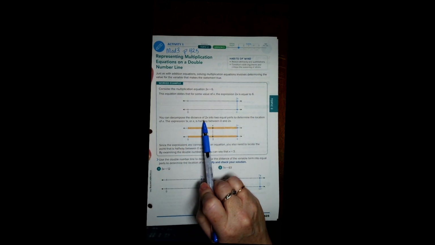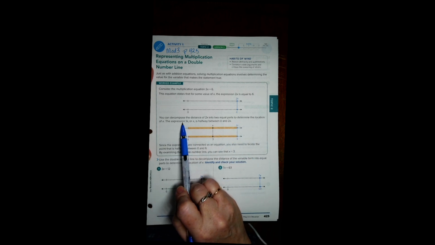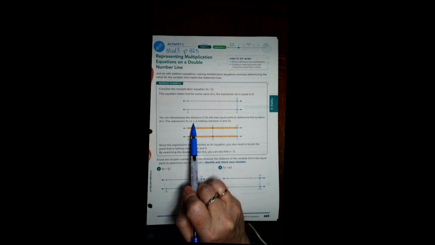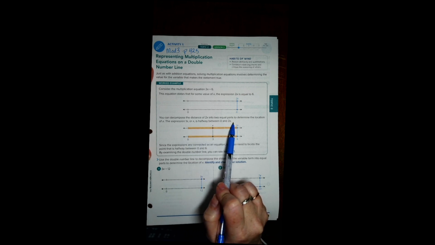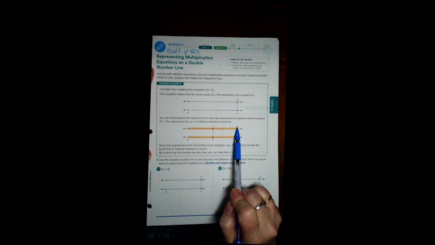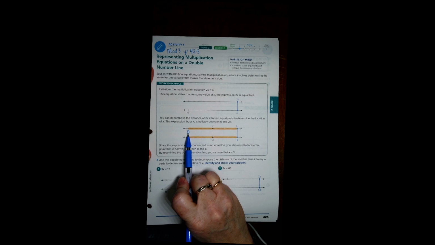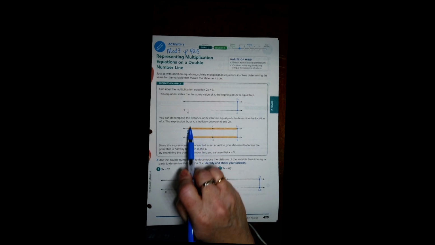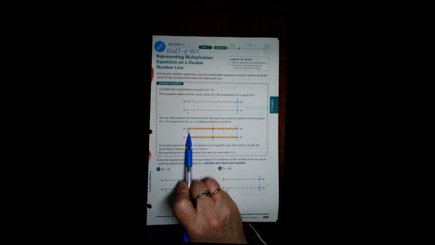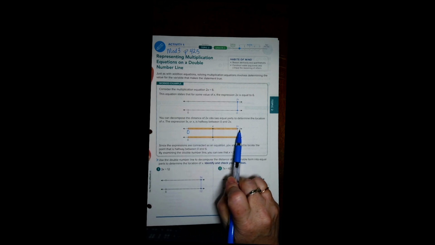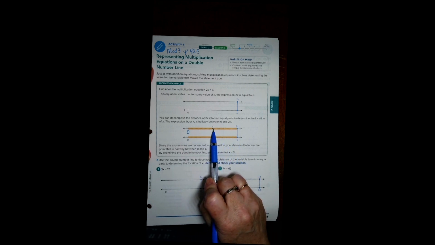You can decompose the distance of 2x into two equal parts to determine the location of x. The expression 1x, or just x, is halfway between 0 and 2x. And they have you doing this on Mathia, so they'll put a 2x here. And we know that half of 2 is 1, so 1, and there is a 0 here. I don't like that they don't put a 0 there. I think some of you need to see that it's both 0 on each of these. Halfway between 0 and this 2x would be just x. Right? Because 1 is half of 2.